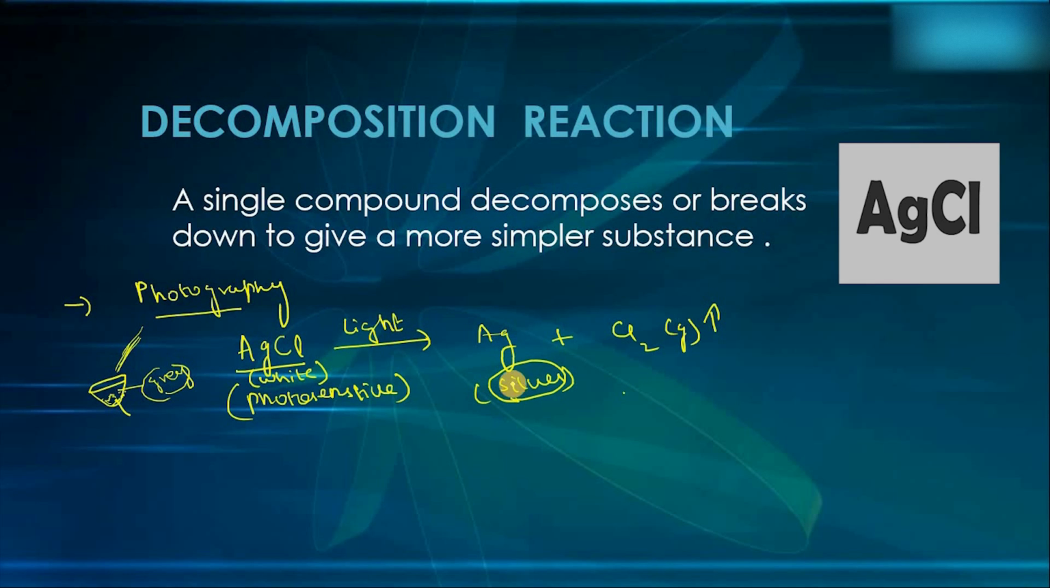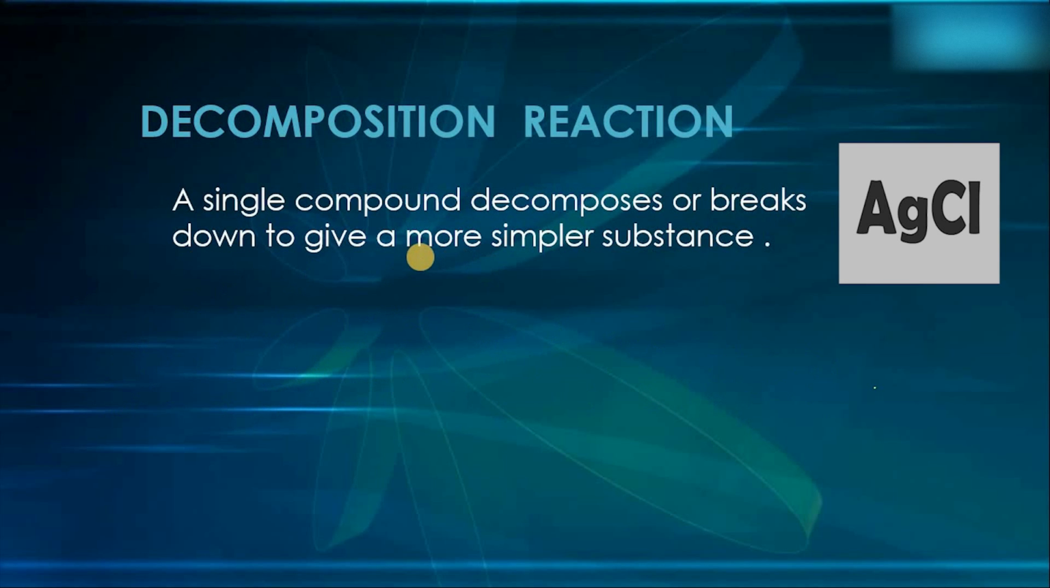And this dark substance is used in making film. That is the layer which is used in photography. So this is one of the applications of the decomposition reaction that is taking place here, in which one reactant is giving me more than one product. So we saw decomposition reaction.